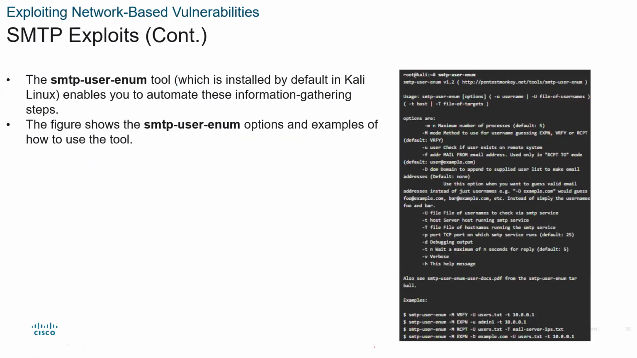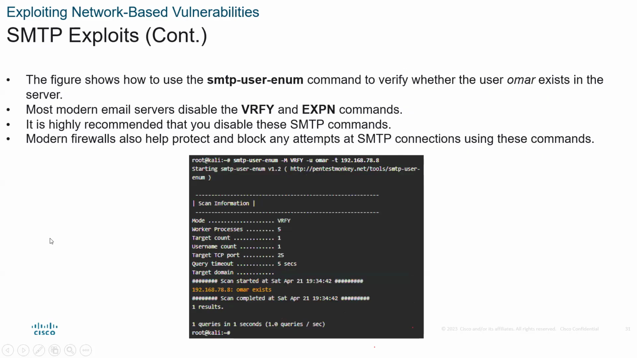So there's the SMTP user enumeration tool, smtp-user-enum, which is installed by default in Kali Linux. It enables you to automate those information gathering steps, right? And it has different switches. The switches are the letters that indicate, when you type a command and use that particular switch, what's going to display. So you explain how to use the tool. This figure shows how to enumerate, on Kali, with SMTP user enumeration.